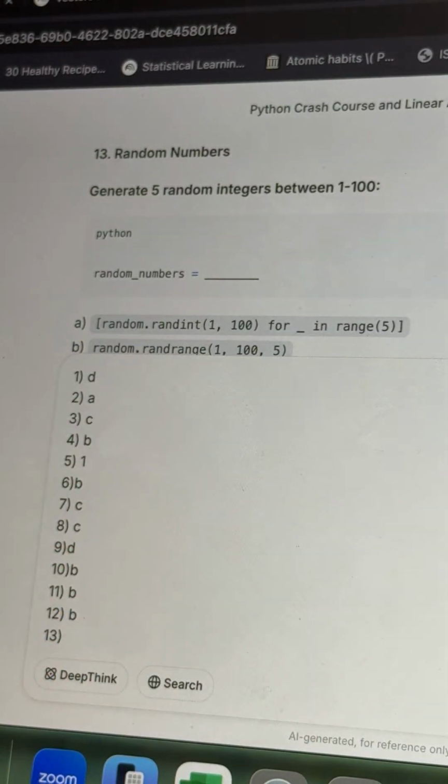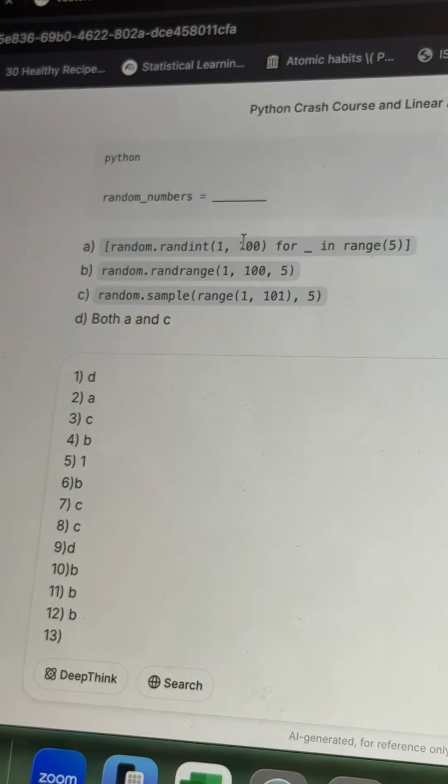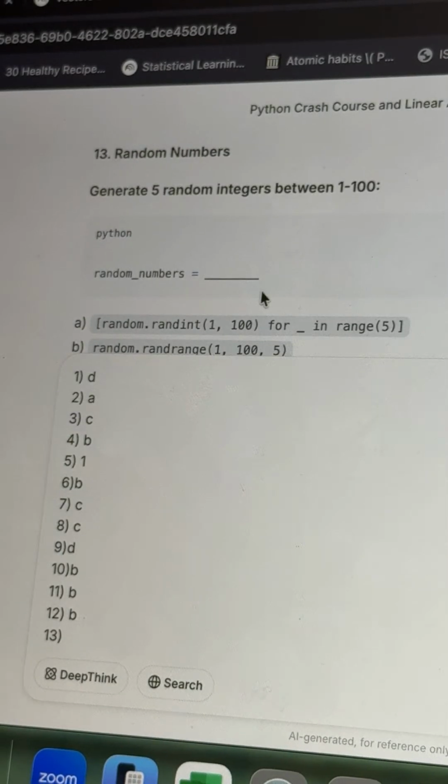Generate 5 random integers between 1 to 100. Random numbers. Okay. Between 1 to 100. So the range has to be 1 higher than what you want because it doesn't include the last number. 5 random integers.